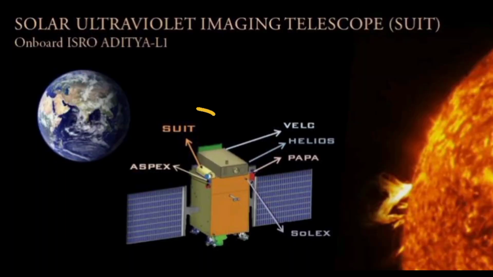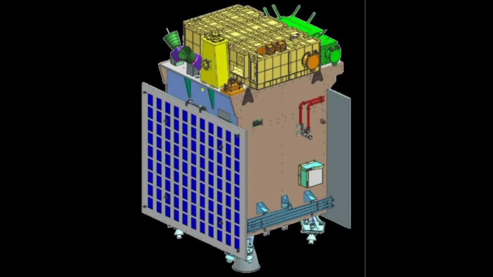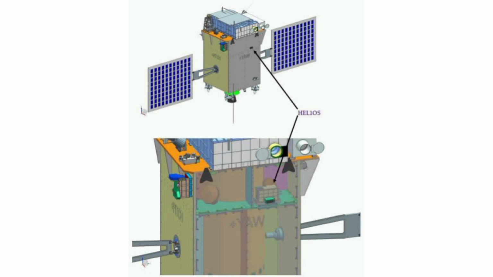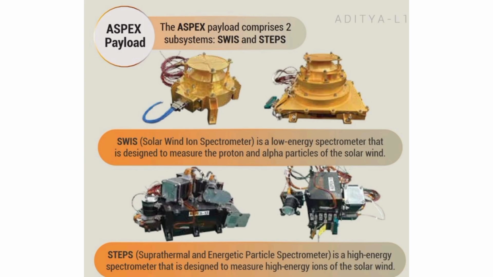The next payload is the Solar Ultraviolet Imaging Telescope. It will do photosphere and chromosphere imaging, narrow and broadband. The third payload is the Solar Low Energy X-ray Spectrometer. It has the capability of soft X-ray spectroscopy. The fourth payload, the High Energy L1 Orbiting X-ray Spectrometer, has the capability of doing hard X-ray spectroscopy. The fifth payload is the Aditya Solar wind Particle EXperiment. This will analyze solar wind and particles, protons and heavier ions with directions.